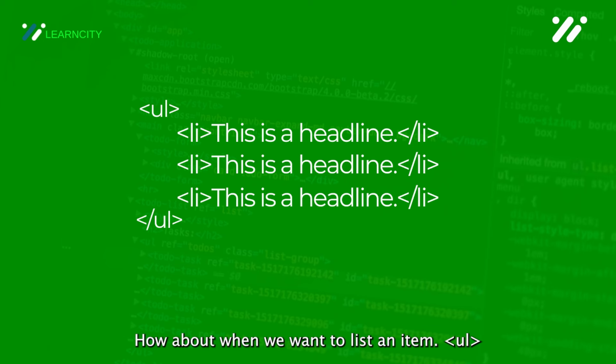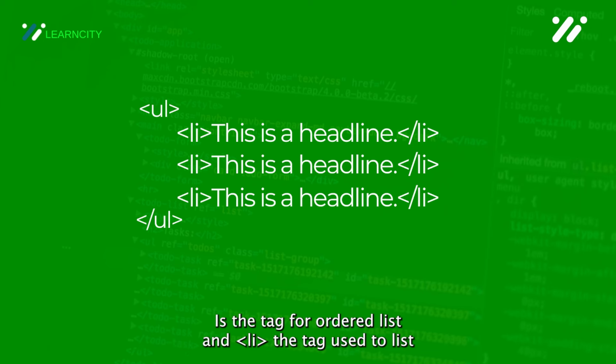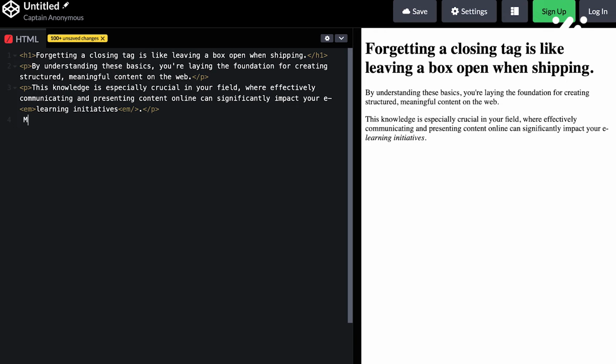How about when we want to list items? UL is the tag for an unordered list, and LI is the tag used to list each item. It will be nested in the UL tag. Take a look at it.